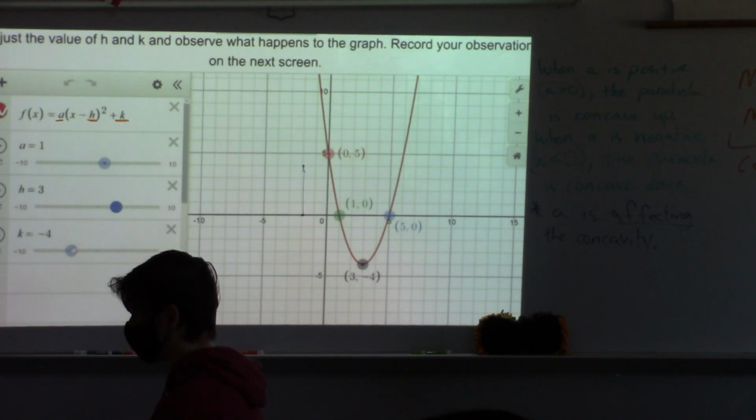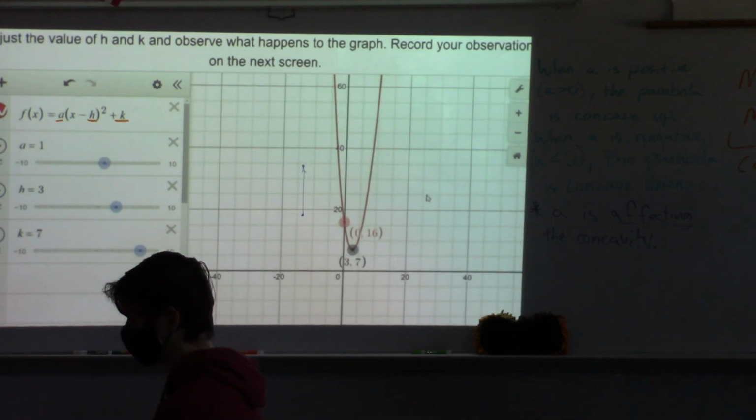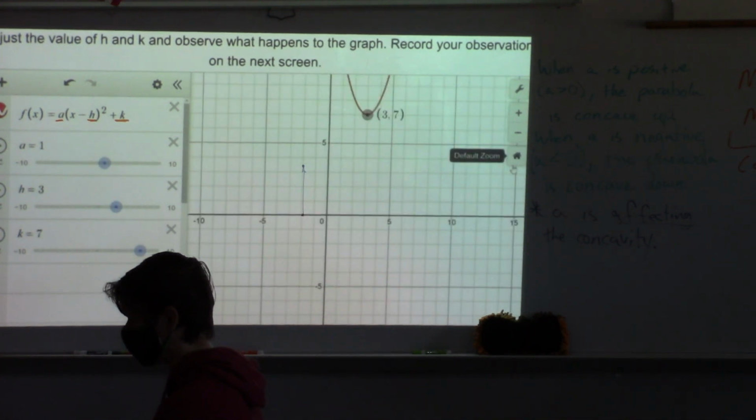Notice if I change k to a positive, it doesn't actually make it skinnier or narrower. I would just have to zoom out or something, okay? So I want you to be careful of that. It's not quite doing that detail.